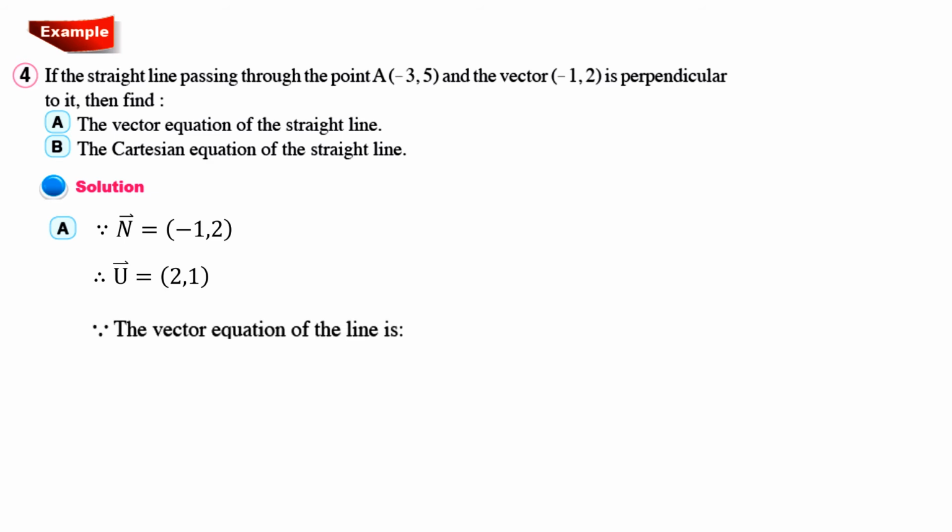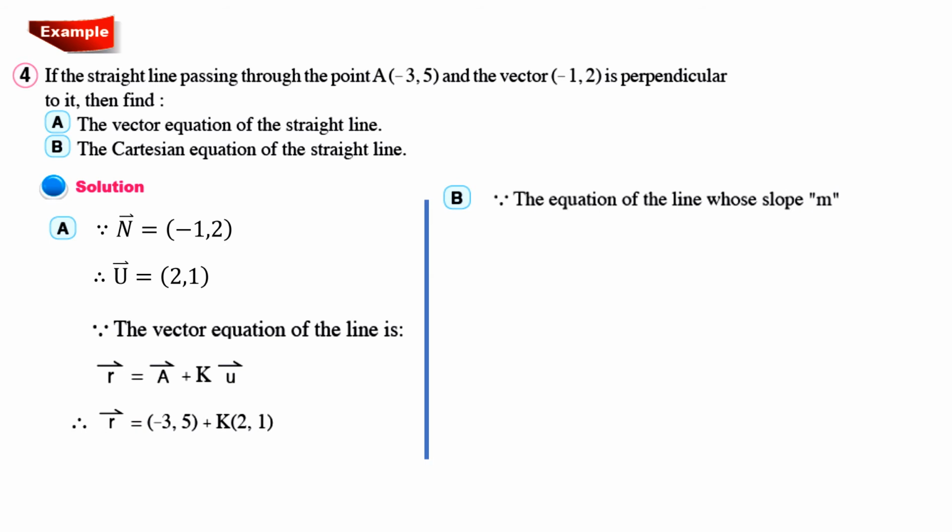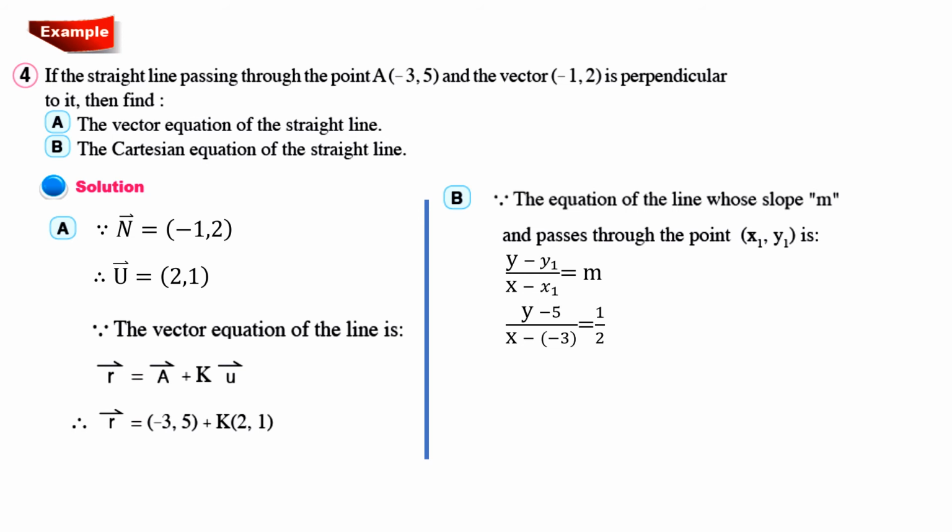So the vector equation of the line is r equals a plus k times u. So we can write r equals (-3, 5) plus k multiplied by u, which is represented by (2, 1). For the Cartesian equation, we must find the slope m. From the vector equation, u vector, m equals 1 over 2, and we have the point (-3, 5). So y minus y1 over x minus x1, which is y minus 5 over x minus negative 3, equals the slope, which is 1 over 2.